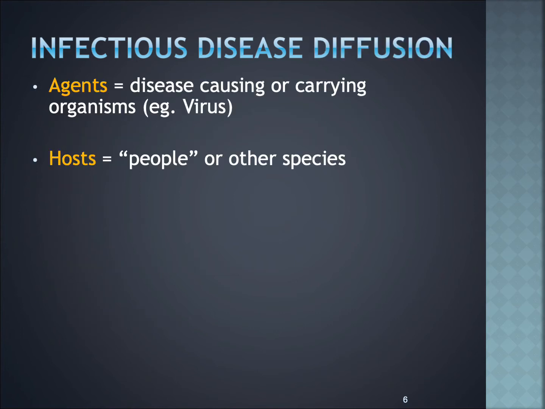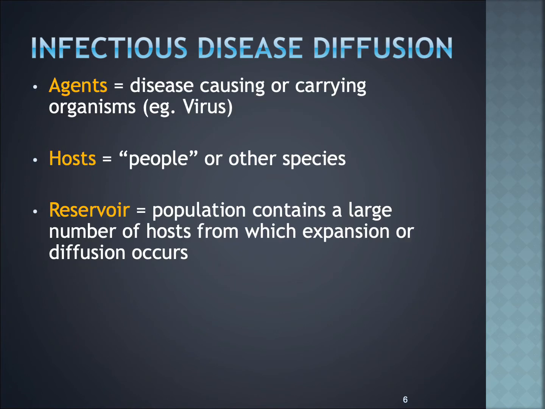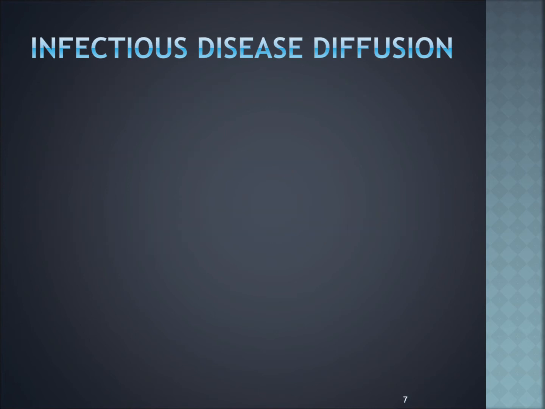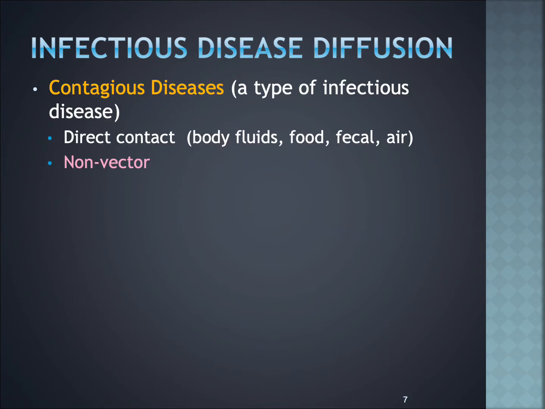Some terms we need to be familiar with. One of those terms is an agent. That's the disease-causing or carrying organism. We want to think about who the host for that agent might be, whether it's people or other species. And then we want to think about how many people within a population have that disease. The number of people with the disease or the number of animals with the disease is referred to as the reservoir.